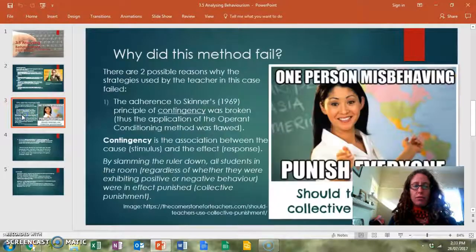So, slide number 3. Why did this method fail? On reflection, I think there's possibly two reasons. The first one is that the teacher got it wrong.